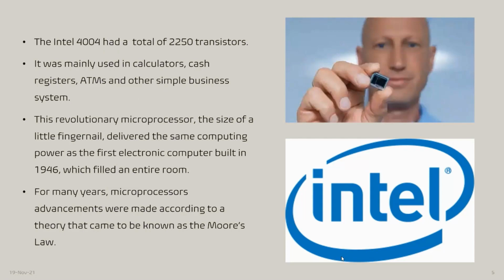This Intel 4004 had only 2250 transistors, which seems infinitesimal compared to the gargantuan 16 billion transistors of the Apple M1 microprocessor in 2020. But at that time, this was a huge accomplishment because this was only the size of a fingernail, but had the computing power of the computers that filled entire rooms. The advancements in microprocessors followed a very important law for many, many years. And let's see what it is in detail.